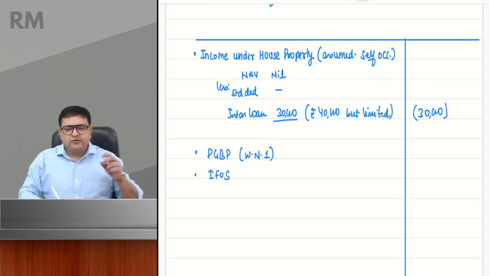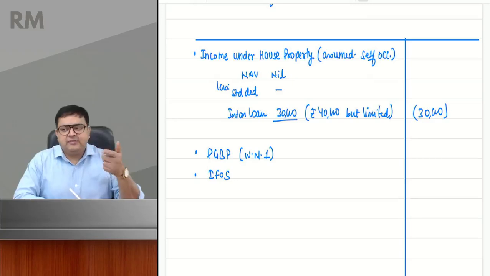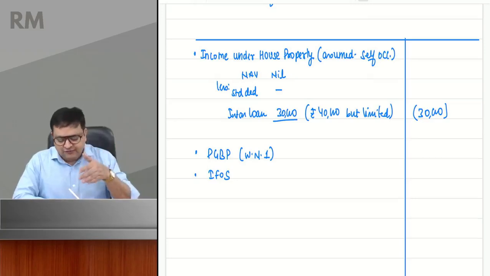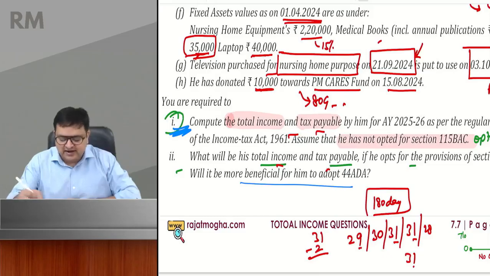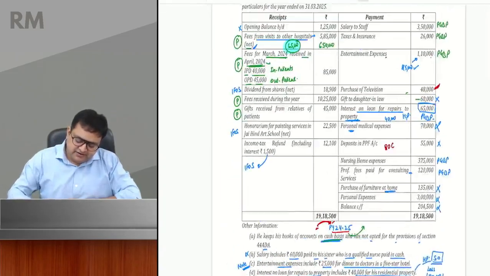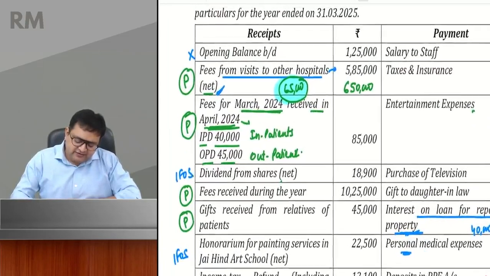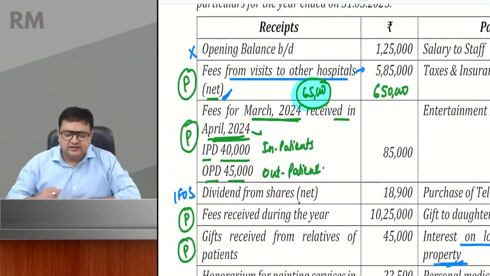See, you don't have to waste your time in examination. If you are finding your IFOS income, you should not look at your payment side. You should look at your receipt side. Just find where your IFOS income is on the receipt side. Don't look at the payment side.